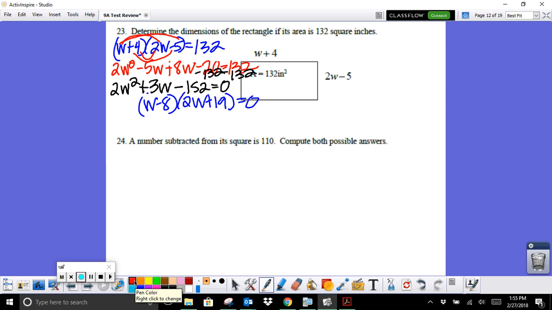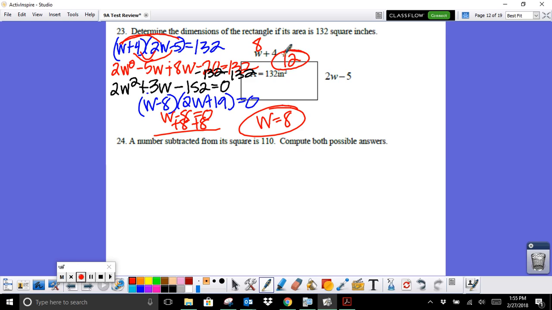It would be the w minus 8. If I set w minus 8 equal to 0 and add 8 to both sides, my width is 8. It says to find the dimensions, so I'm just going to take that 8 and plug it in. I have 8 plus 4 at the top here, which is 12. And then here I'm going to do 2 times 8 minus 5. So 2 times 8 is 16, minus 5 is 11. Very easy to check because 12 times 11 is 132.